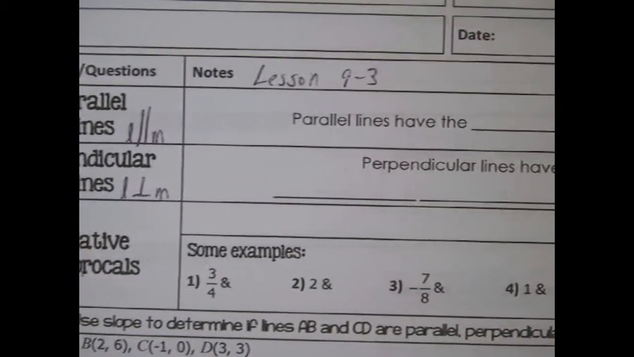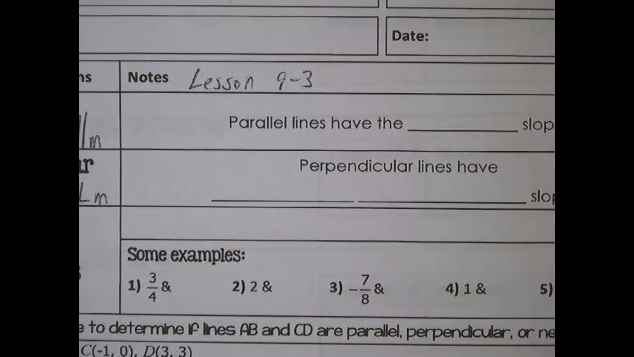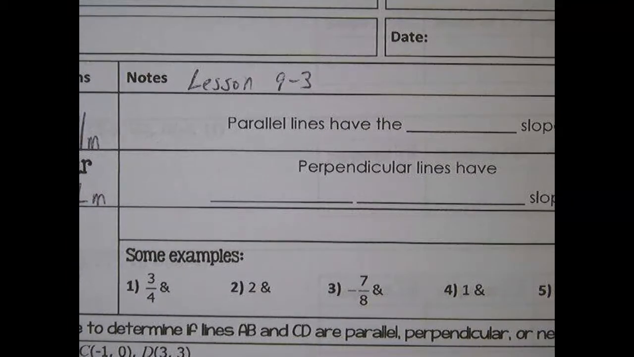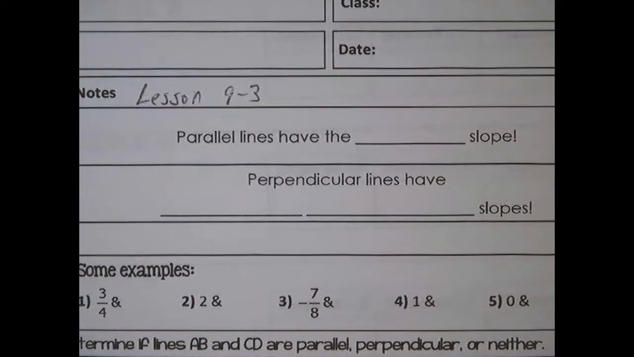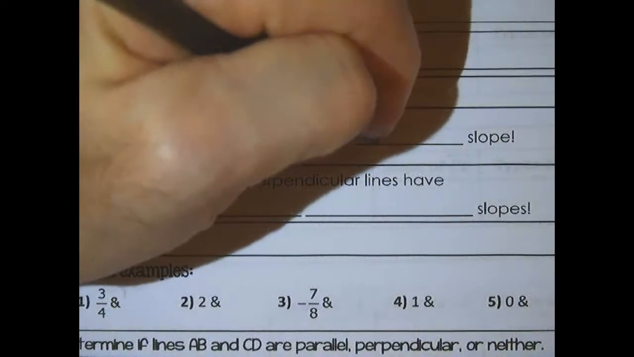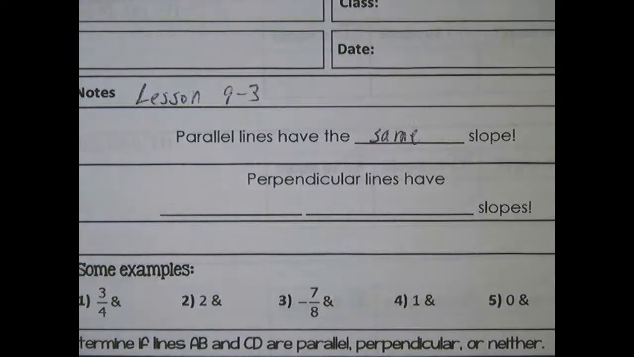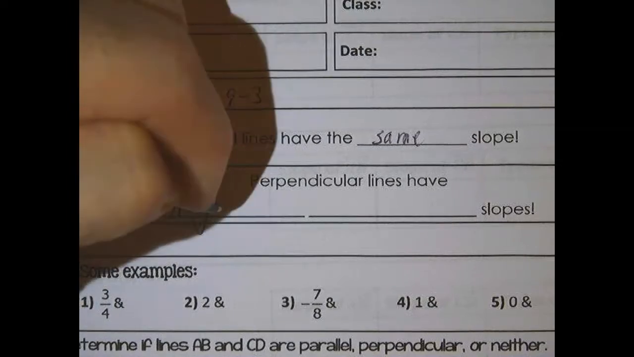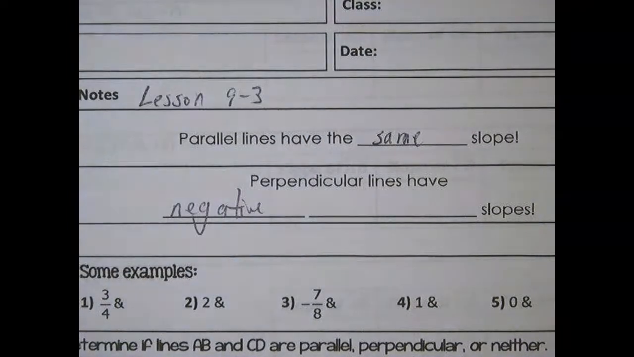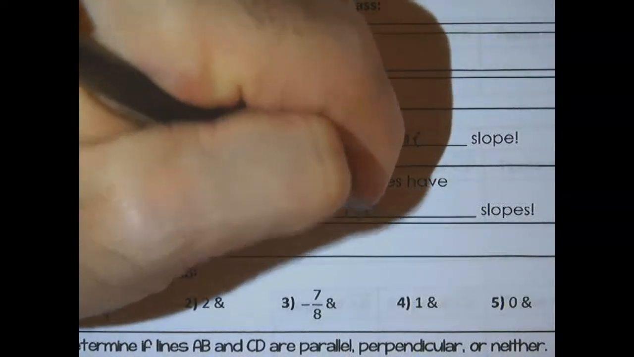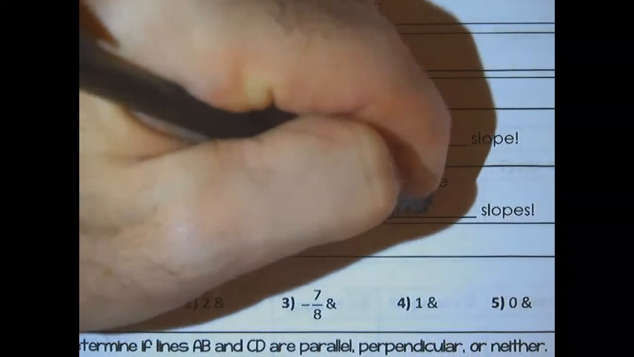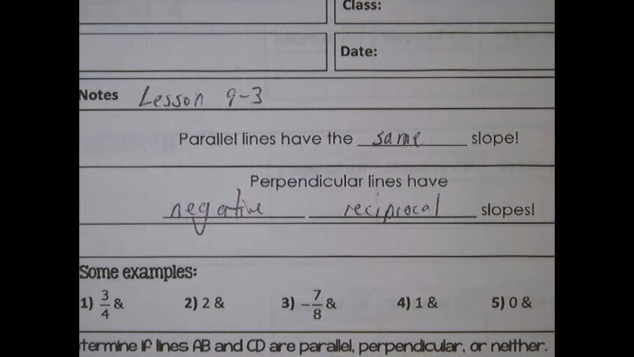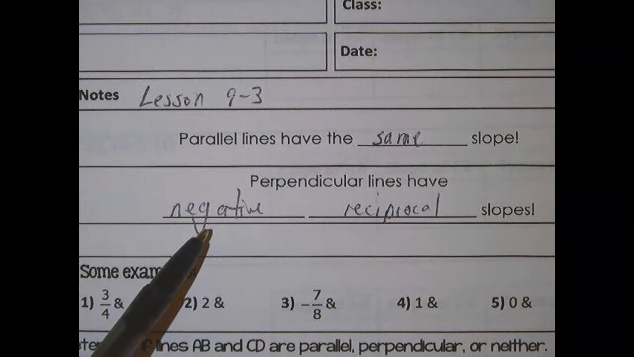Okay, so in coordinate plane, coordinate geometry language, parallel lines have the same slope. It's that simple. They're slanted the same way, same slope. And perpendicular lines have negative reciprocal slopes. Now the negative means it's the opposite sign. So if one of them is positive, the other one's negative.